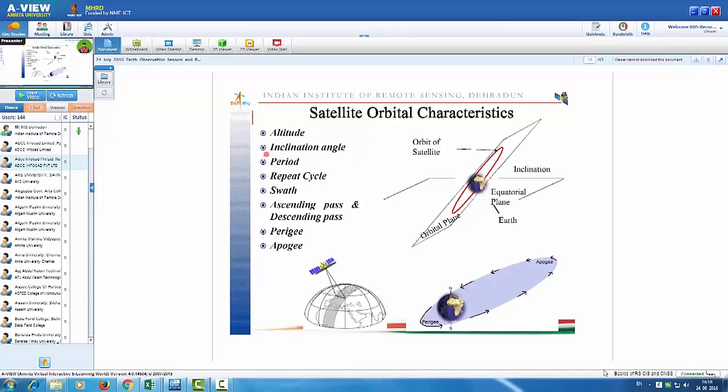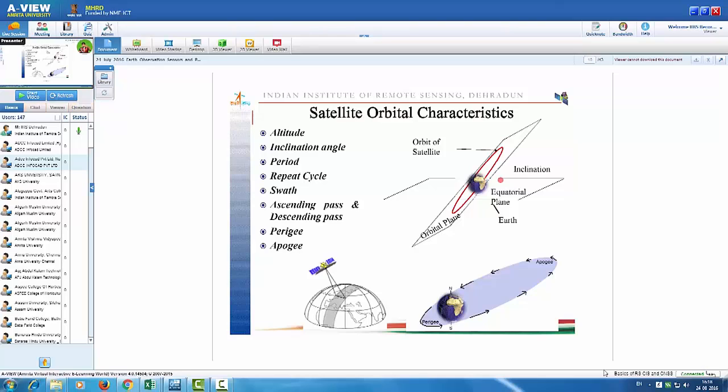Now coming to inclination angle, which is a very important factor. Suppose the satellite is revolving along this path and your equatorial plane is like this. Whatever angle is made by the orbital plane with the equatorial plane is called the inclination angle. Suppose this is your Earth surface and this is your inclination angle. What is going to happen if it is making a 60-degree angle?